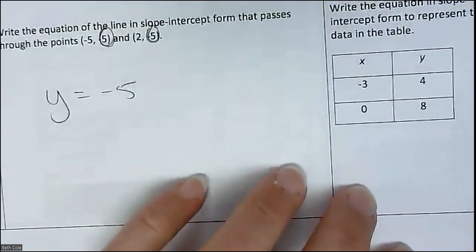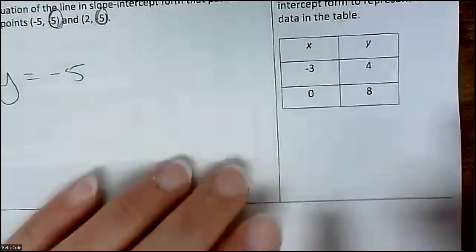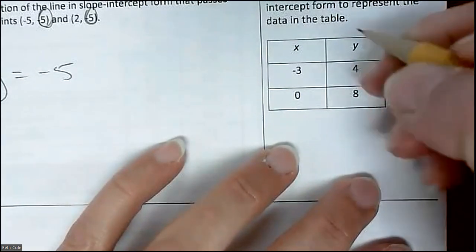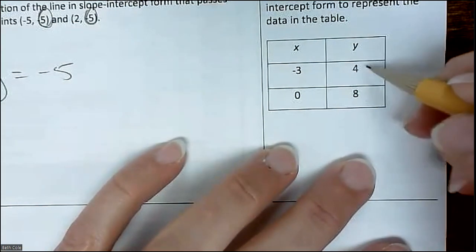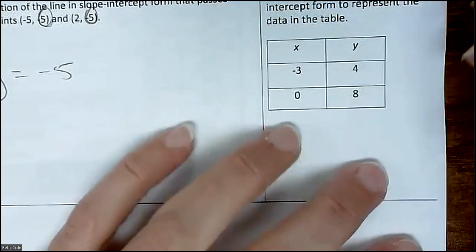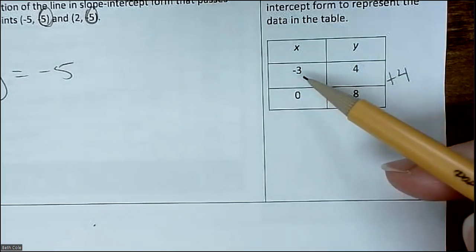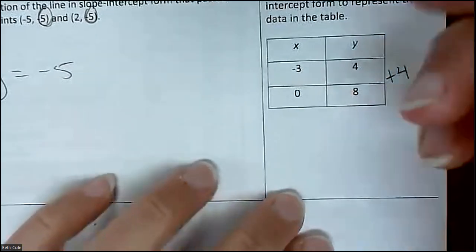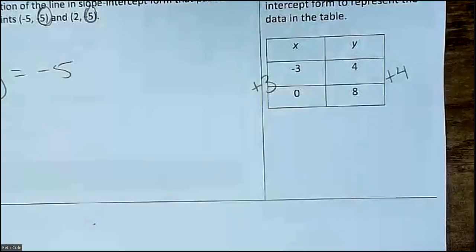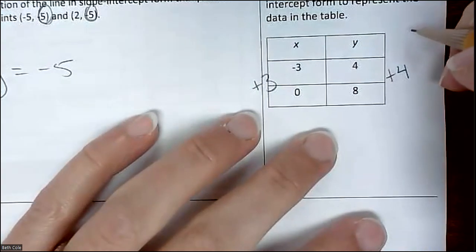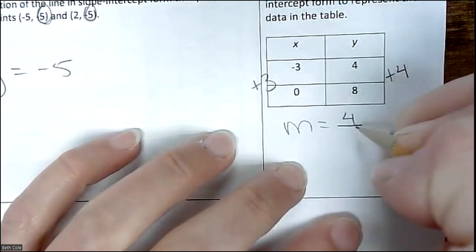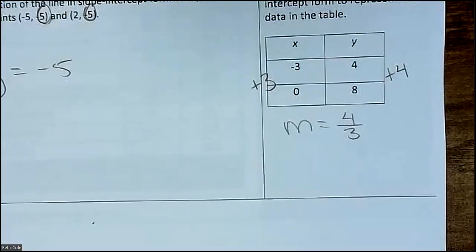All right, and then in the table, we need to find our slope. So do y first, then x. What's changing for the y? That's +4. And then from -3 to 0 is +3. Very good. So your slope is 4/3. Good job. That was good. You followed directions.